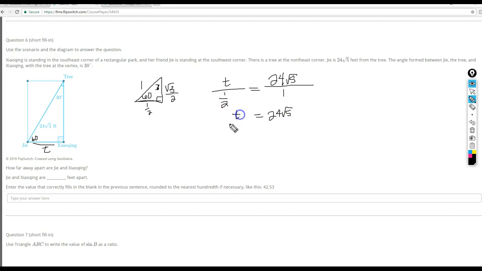And we have t divided by 1/2. I'm going to use the multiplication property of equality here. Multiply by 1/2 and multiply by 1/2. So then I have 1/2 times t divided by 1/2, which gives me 1/2 t divided by 1/2, which equals 24 square roots of 5 times 1/2.